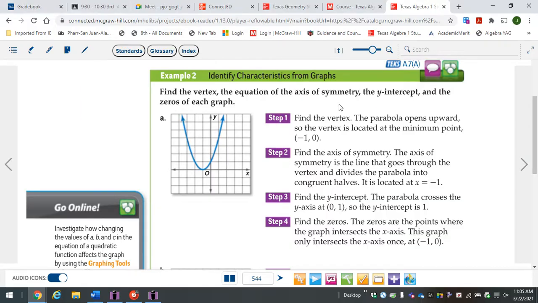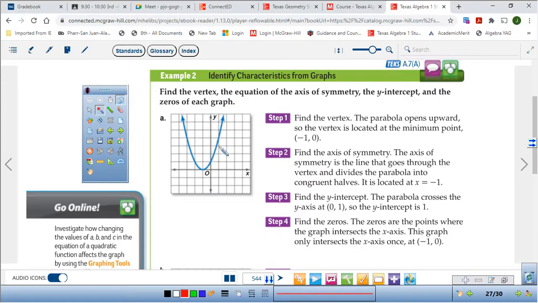First off, if they give you a graph, then this right here is your y-intercept. It's where my graph crosses the y-axis. This is my vertex. It's your highest or lowest point. Axis of symmetry, the line that goes vertically up and down through your vertex. Okay, and that's your axis of symmetry.